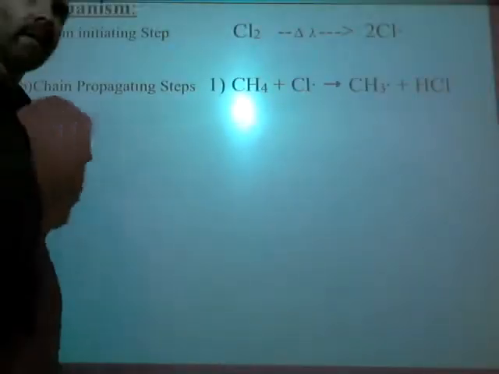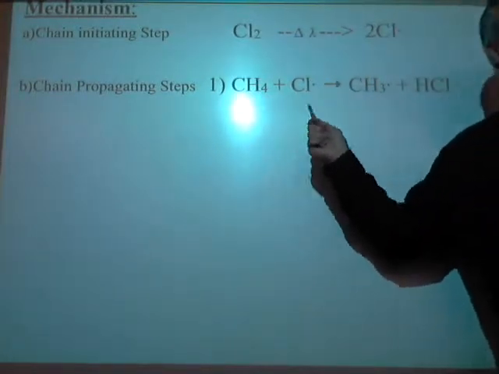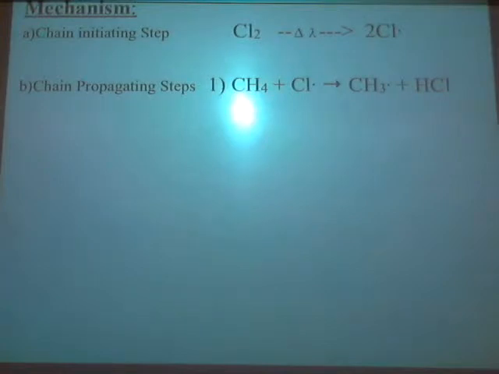That's called a chain propagating step, where the methane molecule hits a chlorine free radical. What does that chlorine free radical do? Well, actually, no, it does not switch places with the hydrogen. It steals a hydrogen. It steals a hydrogen.